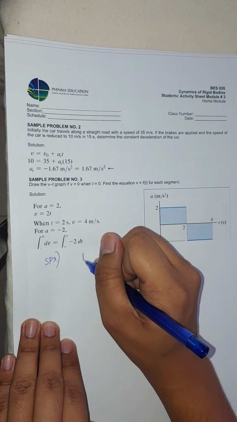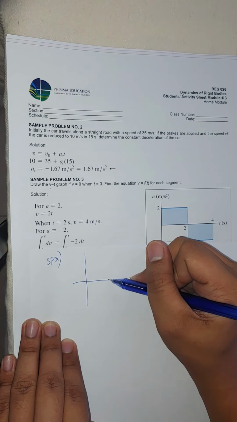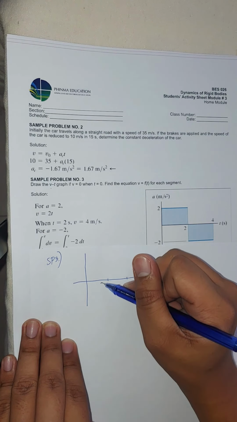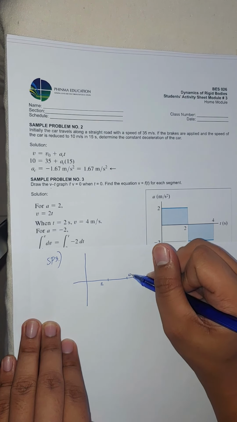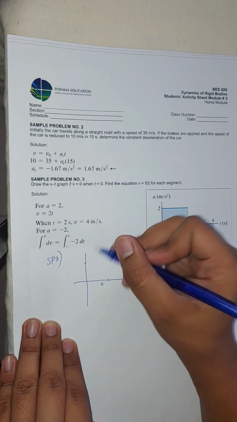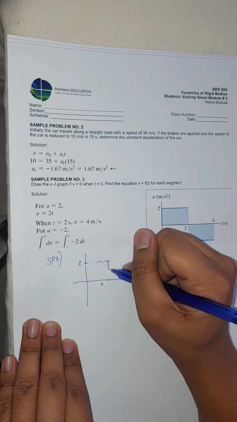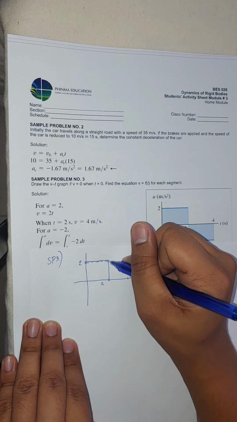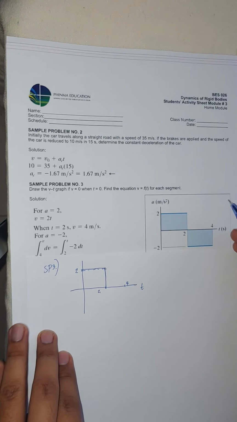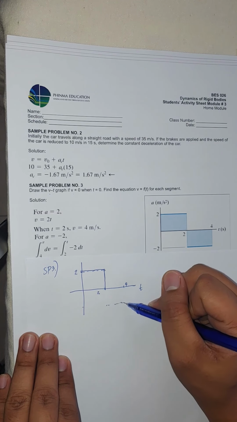Okay, I will draw the acceleration graph. This is time. This is 2 seconds, this is 4 seconds. So from 0 to 2 seconds, our acceleration is positive 2 meters per second squared. And then after 2 seconds, it decelerates because of the negative acceleration. So, this one.